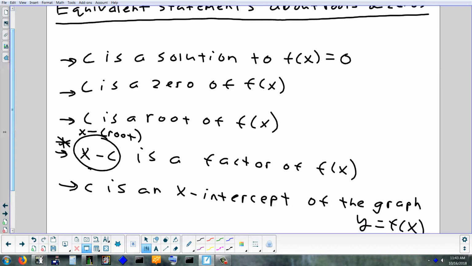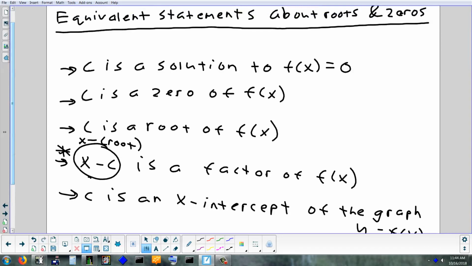Okay, so that fourth one's going to be very important for the last problem we do right now. Keep that fourth one in mind for the last problem. If I give you a number that's a root, x minus that number is a factor. That's what we just went through in the last problem.